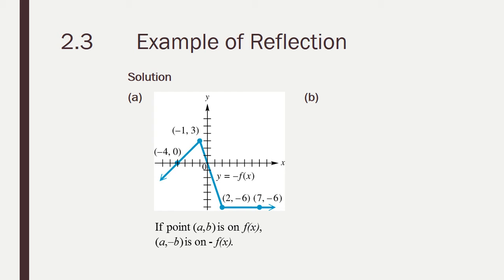All right, here's our graph of negative f of x. Notice that for every (a, b) that was on the original, we have changed those to (a, -b). So the only points that don't really get affected are (-4, 0), which stayed the same, and (0, 0), where it goes through the origin.